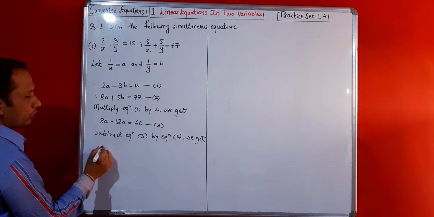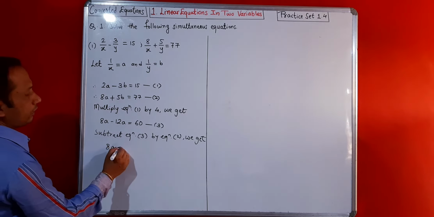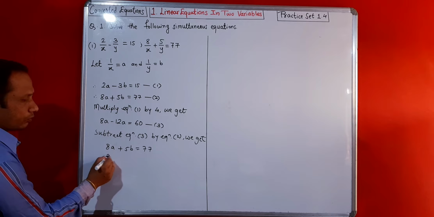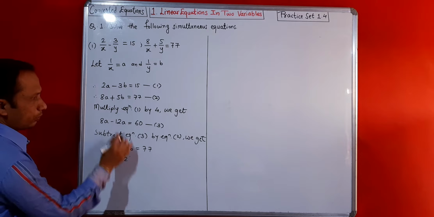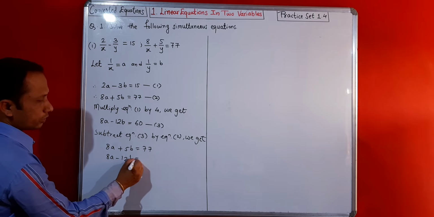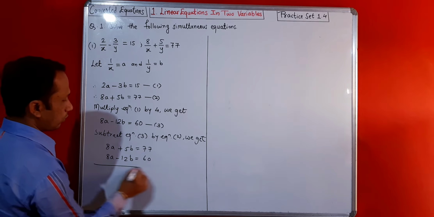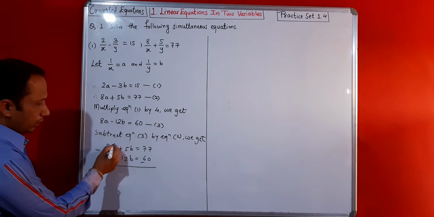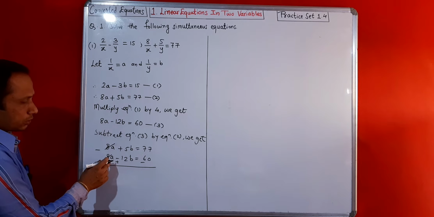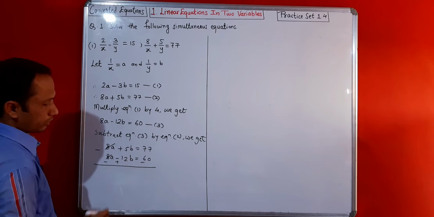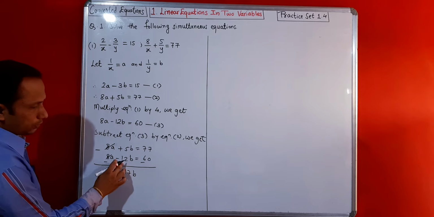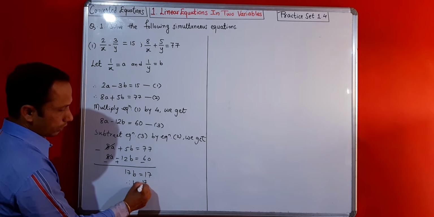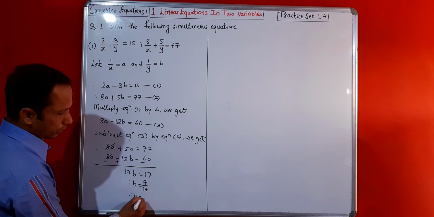So first, 8a plus 5b is equal to 77. This is equation 2. Equation 3 is 8a minus 12b is equal to 60. Now we have to subtract, so the signs change: minus becomes plus and plus becomes minus. 8a minus 8a gets cancelled, and 5 plus 12 is 17b, equal to 17. Therefore b is equal to 17 divided by 17, so b is equal to 1.